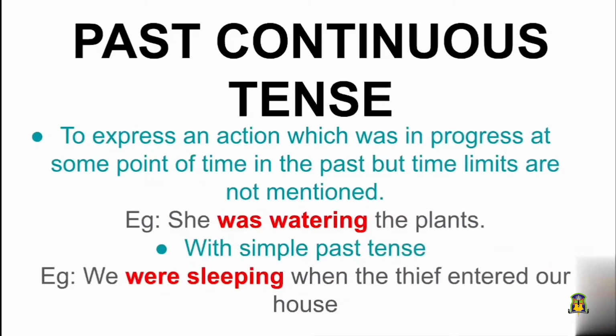Past continuous tense is used to express an action which was in progress at some point of time in the past, but time limits are not mentioned. For example, she was watering the plants. So here, watering the plants, that action already happened at some point of time. That time period is not mentioned.